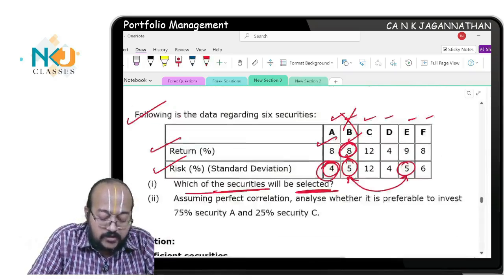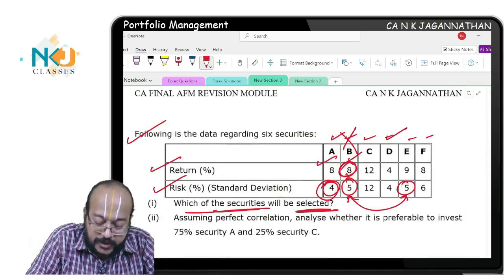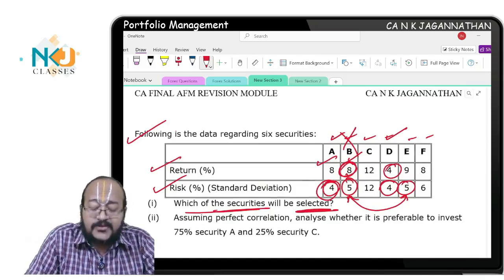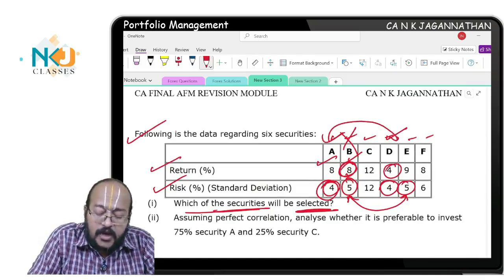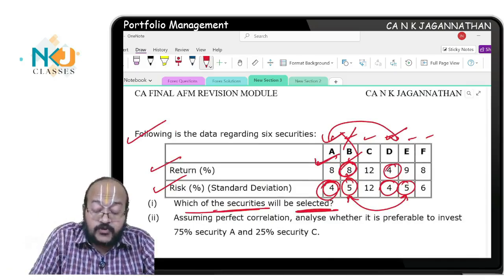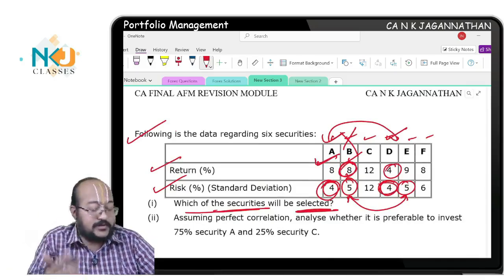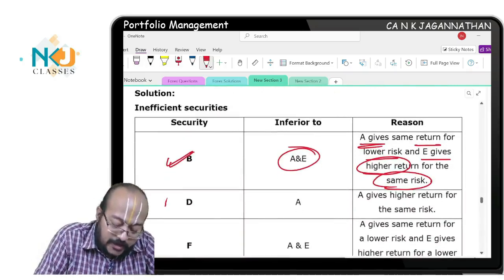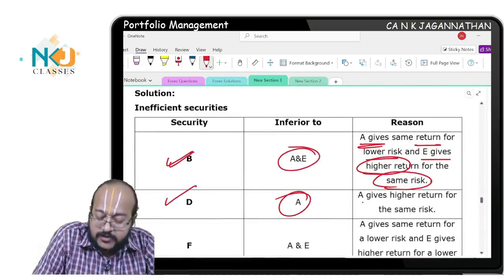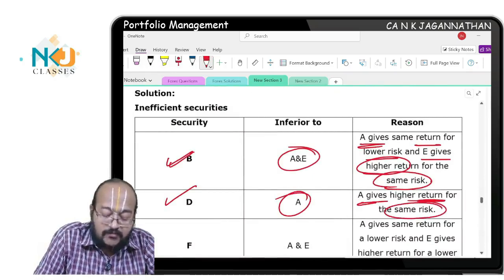Agreed? Next, come to security D. What happens? Security D gives me a return of 4% and risk of 4%. This is also inferior to A. Why? Because A gives me 8% return for the same 4% risk. Are you all listening? So D is inferior to A, because A gives me a higher return for the same level of risk.